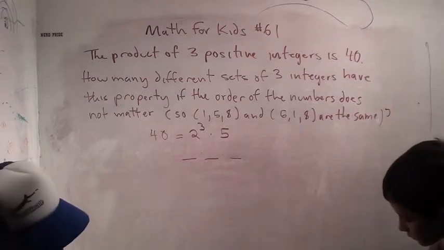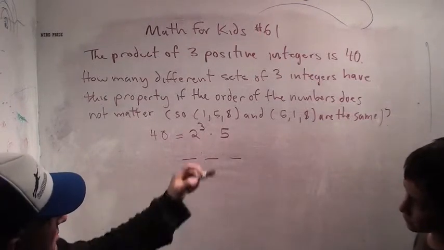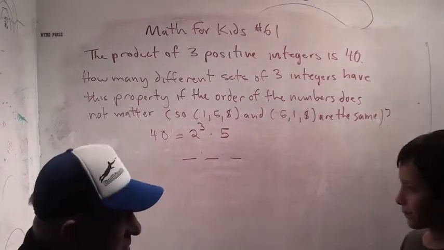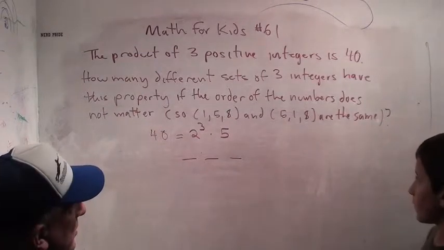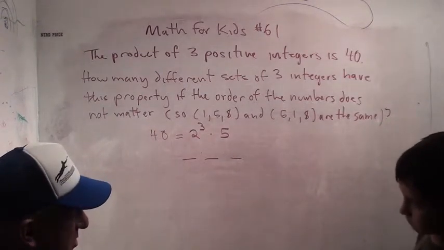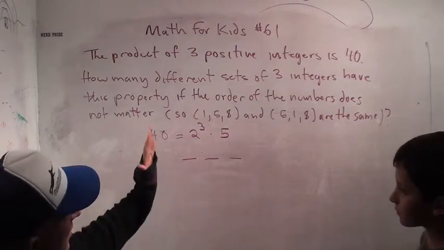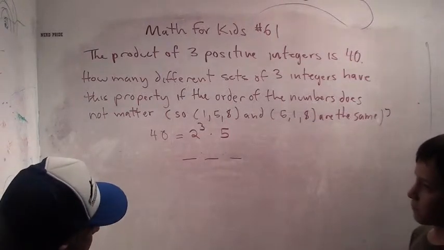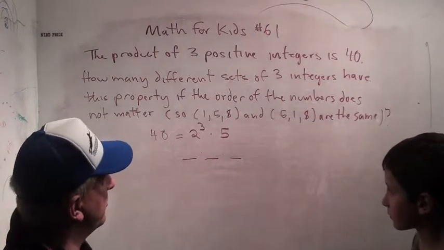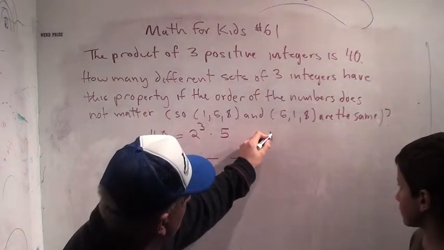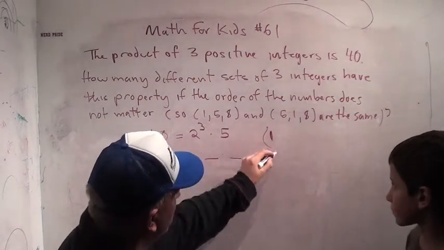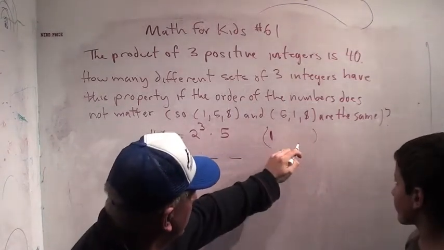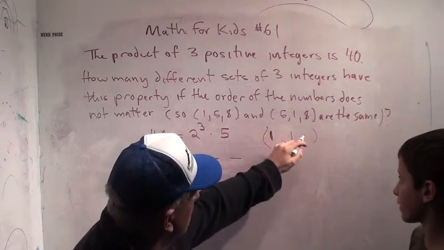Now here's the tricky thing when you're counting. We have to make sure that we don't count 1, 5, 8 and 5, 1, 8 as being different. So the trick I want to show you to make sure you count them right is we're going to arrange all of them in increasing order, or at least not decreasing. The first thing we'll write down is all the groups of 3 that begin with 1. If we have 1 as the first number, now we have two numbers that multiply to be 40.